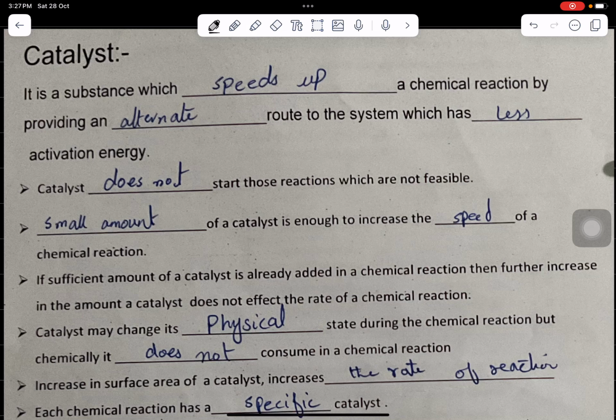Hello guys, today I'm going to tell you what a catalyst is, the working of a catalyst, and the purpose of a catalyst. So let's start without wasting our time.